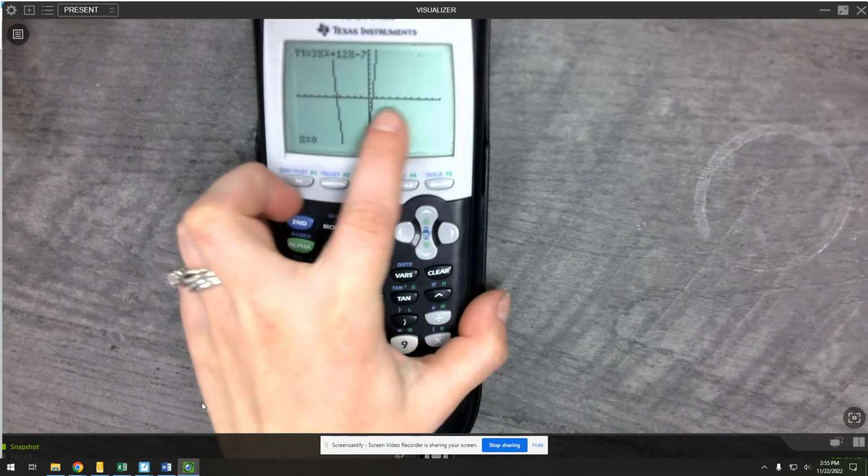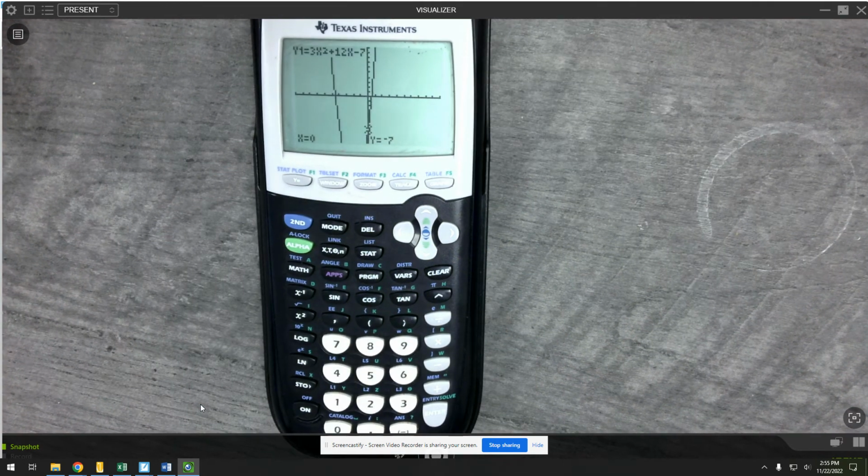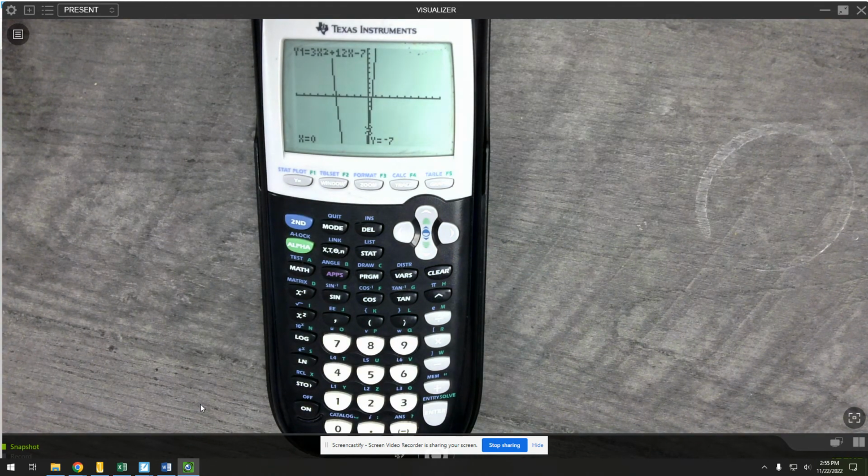So I have 2 x-intercepts here. I need coordinate points. So whatever your x value is, comma 0, and then whatever your other x value is, comma 0.